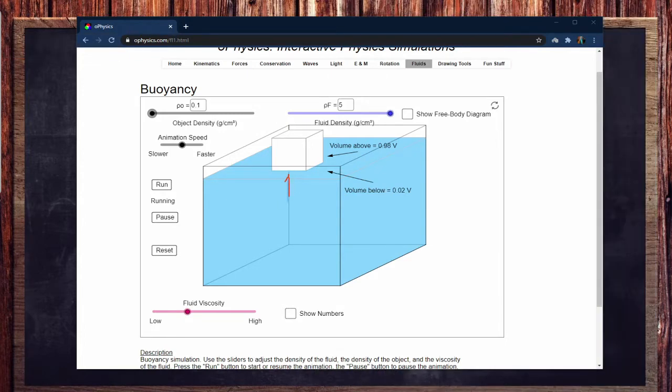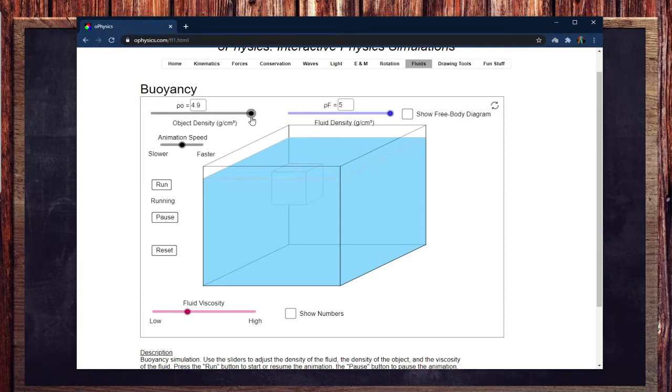Because the force of water in the upward direction is acting on it. That is the reason it is floating, and that upward force is called upthrust. So for a submerged body or a floating body, we can say the upward force exerted by the liquid in which the body is submerged or floating is known as upthrust or buoyancy.